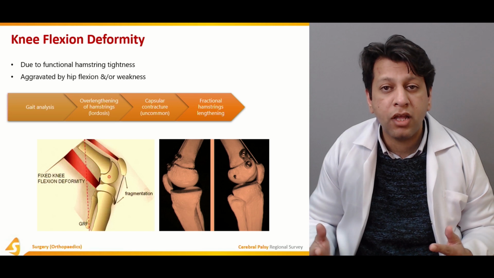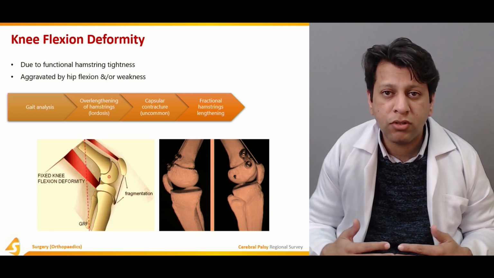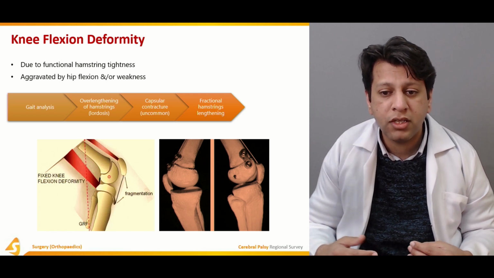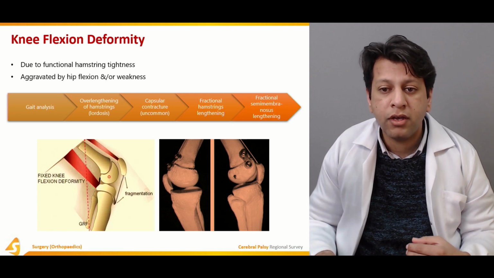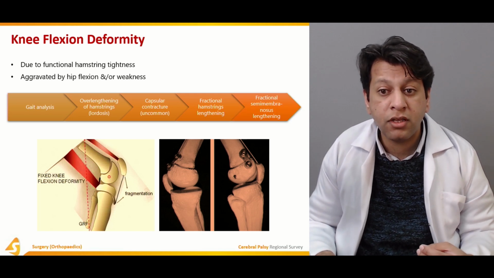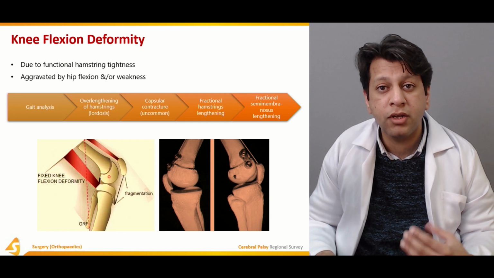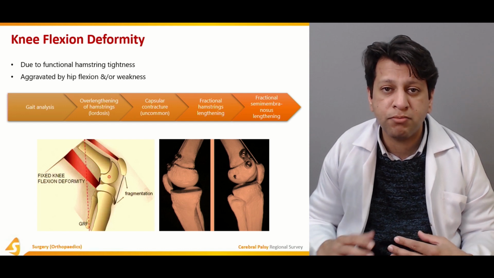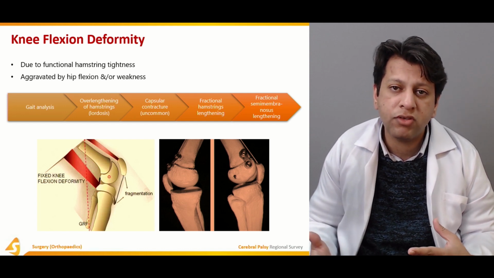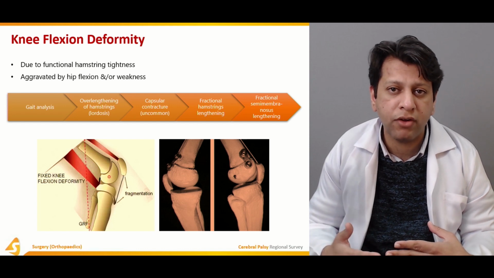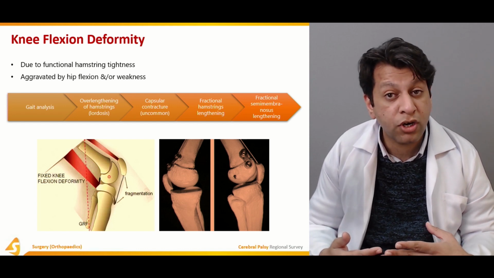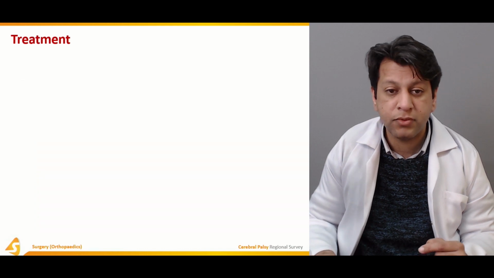But if fractional hamstring lengthening, capsule release and all the soft tissue procedures are not helpful, then we may have to go for semimembranosus lengthening, or if still not helpful, then to resolve the fixed flexion contracture of the knee, we may have to go for some kind of extension osteotomy at the distal femur.